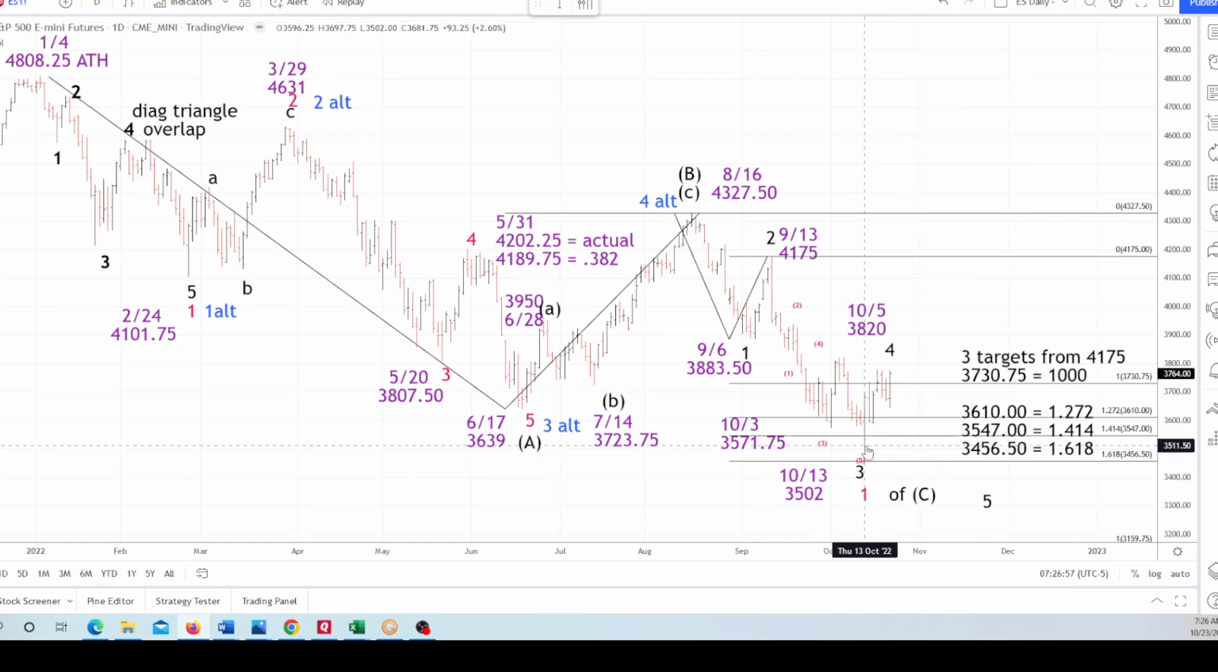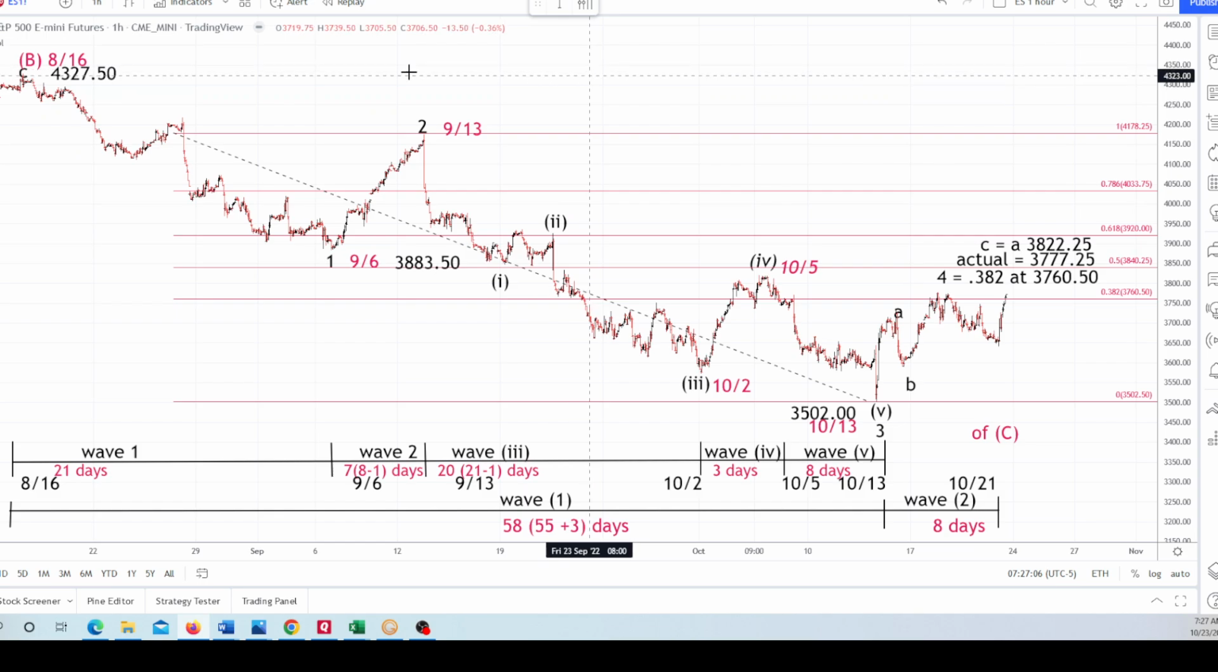Okay, did it end between the 1.414 and the 1.618, or is it going to go lower? Okay, let's look at the hourly, and we'll look at from the 8/16 high, August 16th. You can see there the 1, 2, then the extension or subdivision of 3.